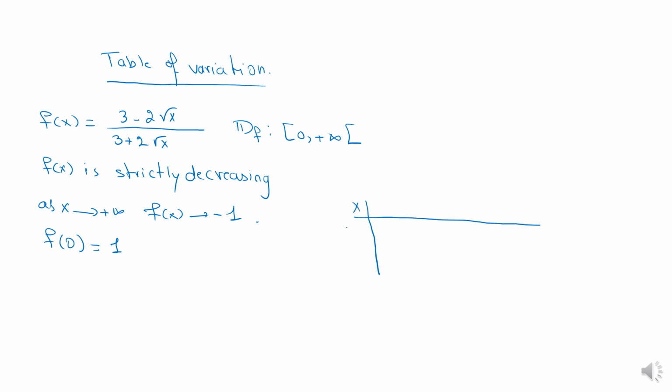So this is the table of variation. X, f prime of x, f of x. At 0, f of x is 1. At positive infinity, f of x is negative 1. F prime of x is negative, so f of x decreases from 1 to negative 1.